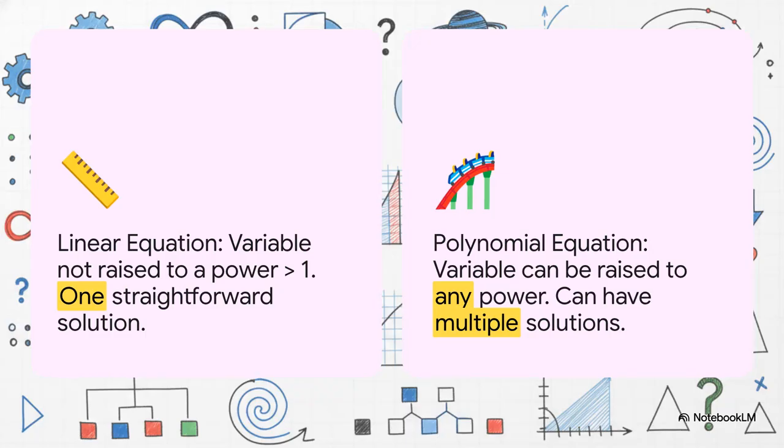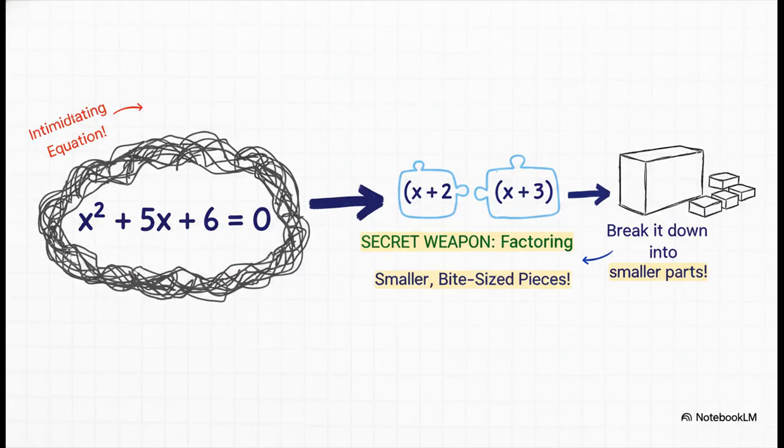Now, not all puzzles look the same, right? You've got your simple linear equations, which have one nice, clean solution. But then you get into things called polynomial equations. That's where the variable can be raised to a power. And here's the interesting part. These can have more than one solution. The puzzle gets a little trickier. So what's the trick for these harder puzzles? Well, the secret weapon is something called factoring. It's basically the art of taking a big, scary-looking equation and just breaking it down into smaller, bite-sized chunks that are way easier to solve one at a time.